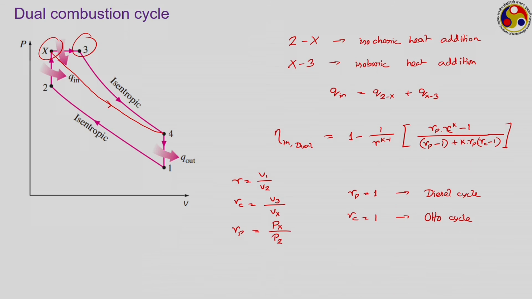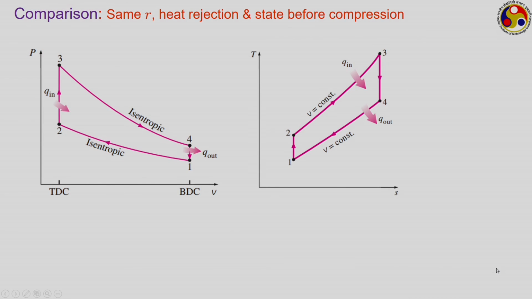And from the efficiency point of view, for a given compression ratio, we can always show that the thermal efficiency for the Otto cycle is greater than the efficiency for the dual cycle, and that is greater than the efficiency for the diesel cycle. Now, we shall quickly be trying to compare the Otto and diesel cycle in terms of a few parameters.